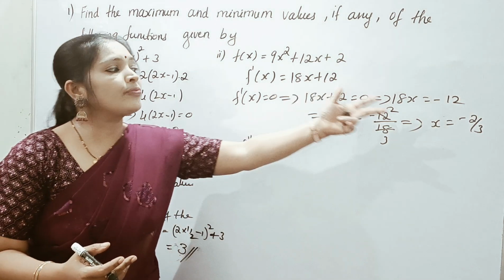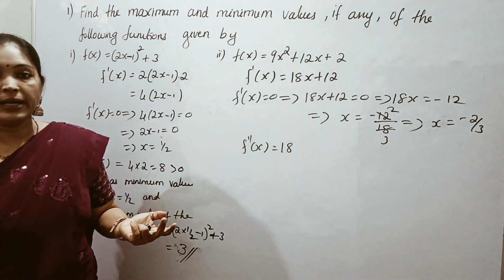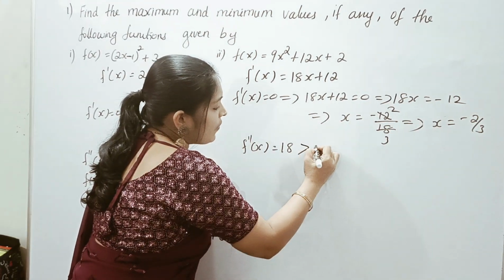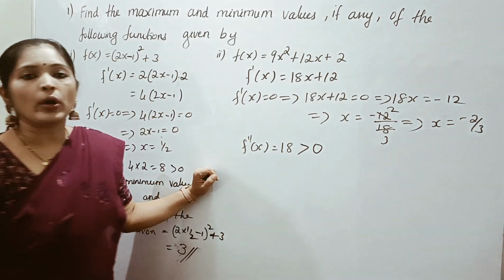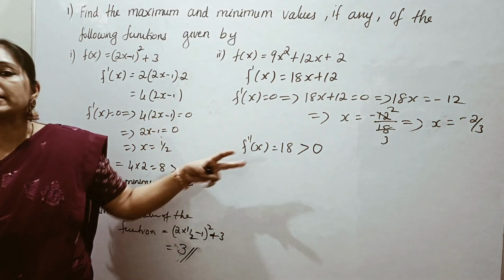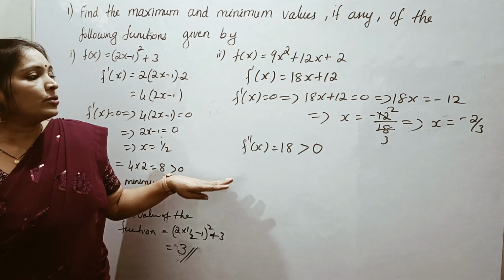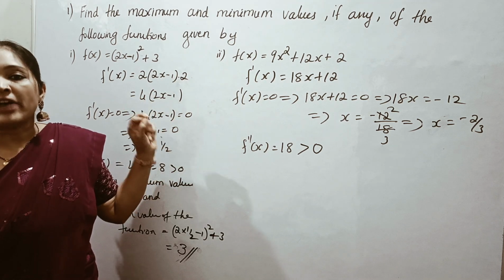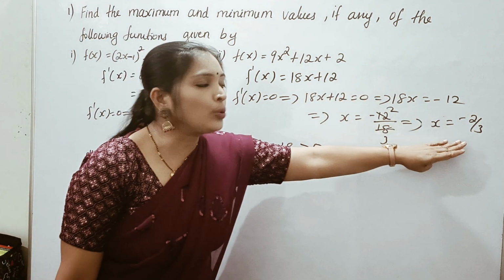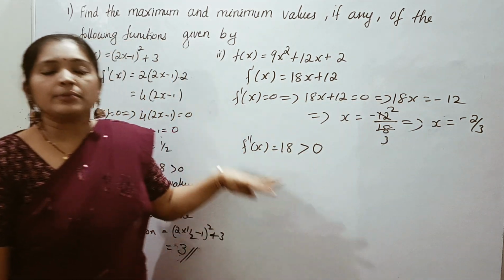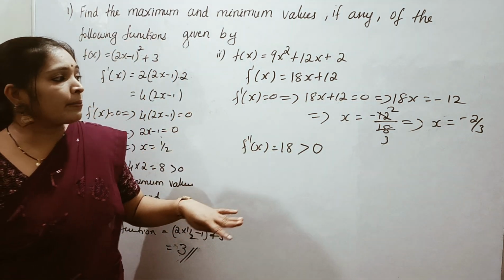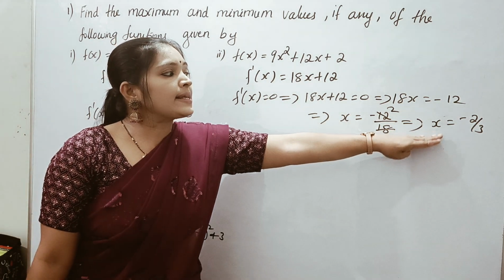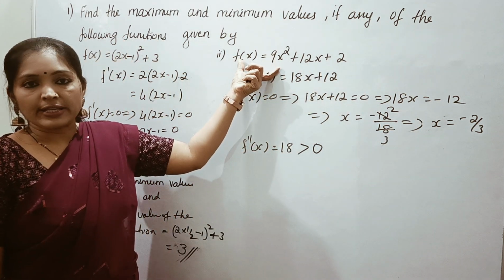That means f double dash of minus 2 by 3 is 18, right? So f double dash of c is greater than 0. Okay. We have got f double dash of c is greater than 0. Therefore, this function has a minimum value at x is equal to minus 2 by 3, and the minimum value of the function is nothing but substitute x is equal to minus 2 by 3 in f of x.